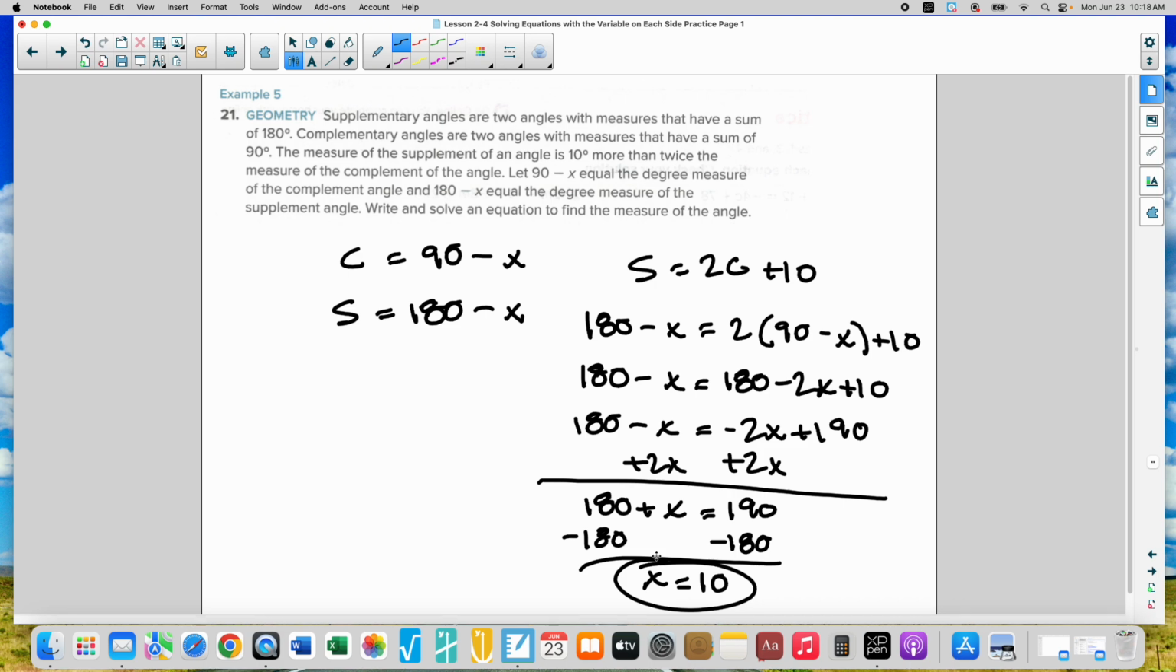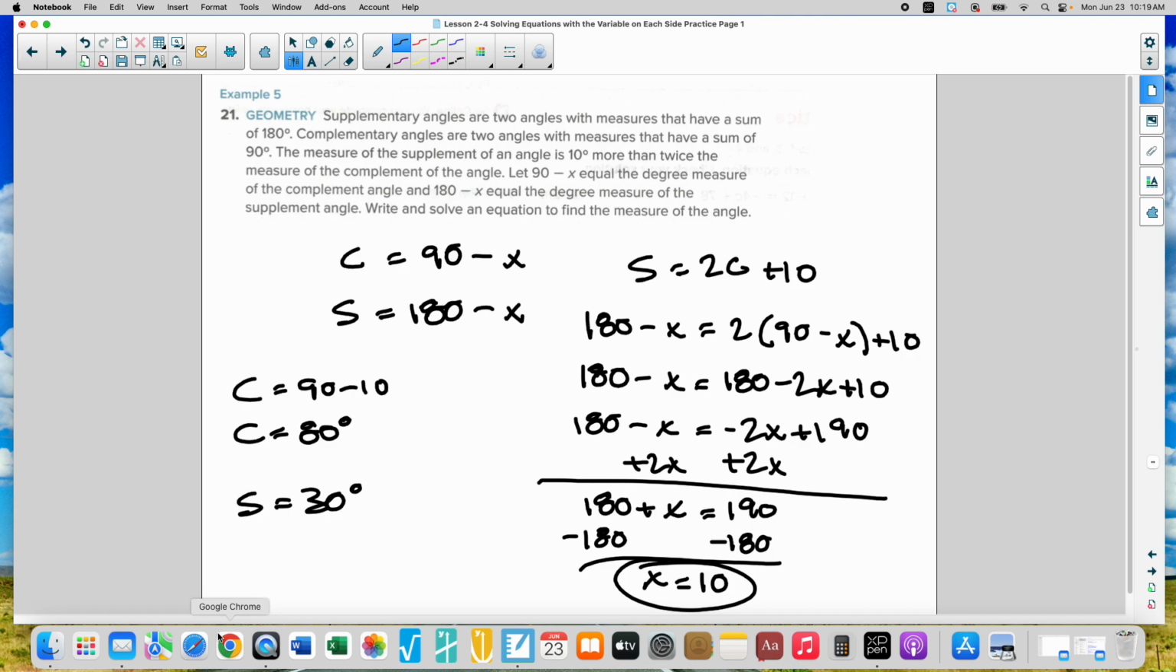Write and solve an equation to find the measure of the angle. So the complementary angle is going to be 90 minus 10, so the complementary is going to be 80. And the supplementary is going to be, is that still the same? No. I don't think I did that right. So the supplementary is going to be 30. Okay, I think that's right. I think that's correct. So we'll check that.